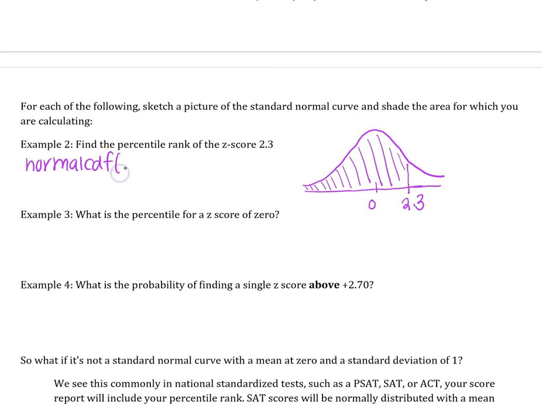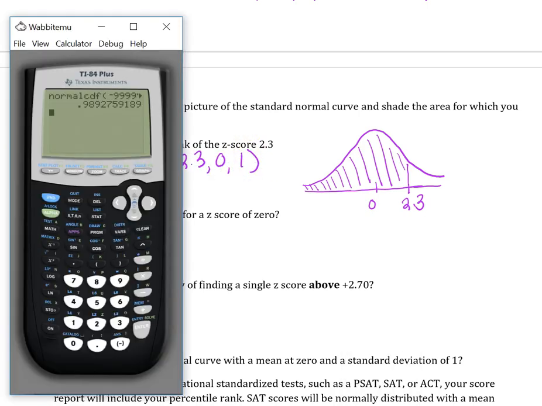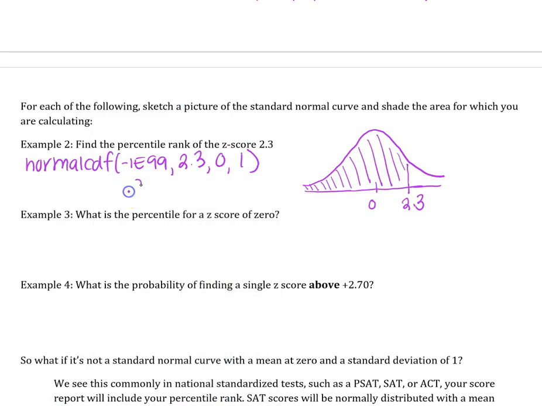Now rather than writing negative 99999, which you could, I will just write negative 1E99, because that is the calculator's way of saying negative infinity. My upper bound was 2.3, mean was 0, standard deviation is 1, and I just write down a few decimals, so 0.9892 we'll say. Okay, so to the nearest percent would be our percentile rank, so it's in the 99th percentile.